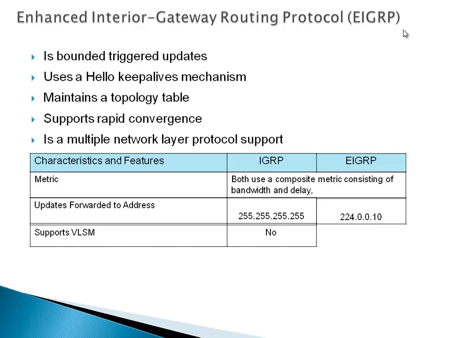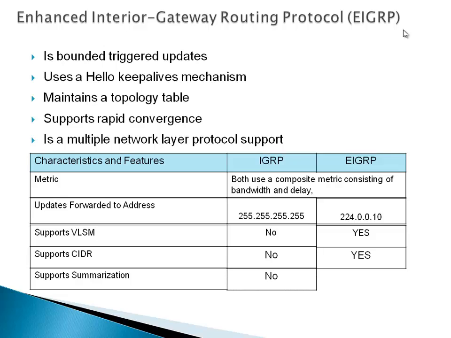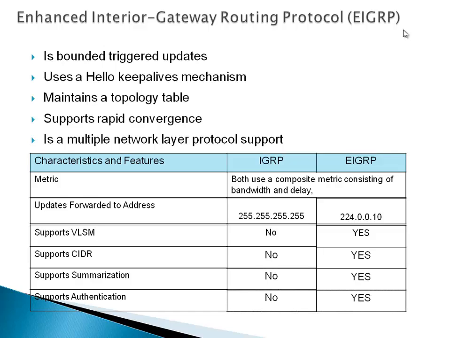Supports VLSM: RIP version 1 doesn't, EIGRP does. Supports CIDR, classless inter-domain routing: no for RIP, yes for EIGRP. Summarization: no for RIP, yes for EIGRP. Authentication: no for RIP, and EIGRP does support authentication. You can see the enhancements in there.